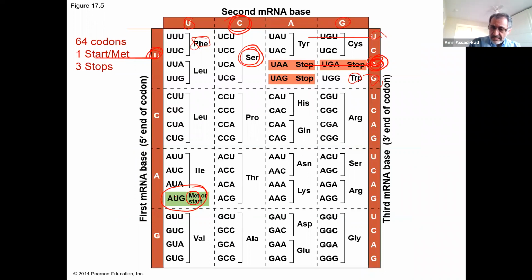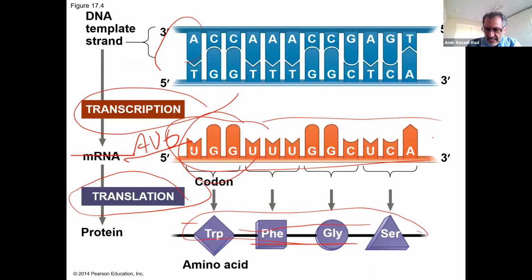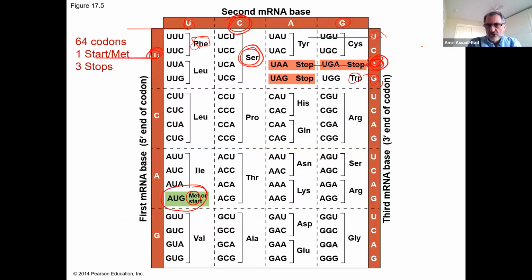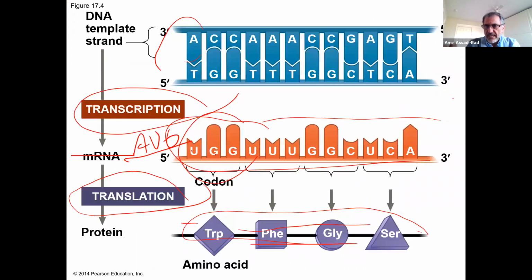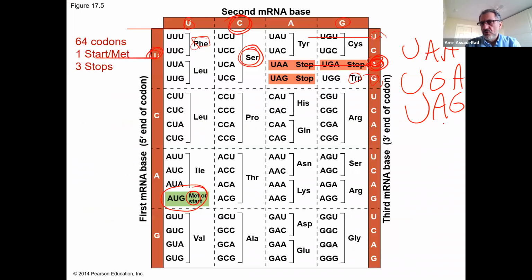And then at the end, if you go back, there are 3 codons for stop: UAA, UGA, UAG. So at the end, it is supposed to be UAA, UGA or UAG. Those are the 3 codons for stop. Okay, you should know these things.